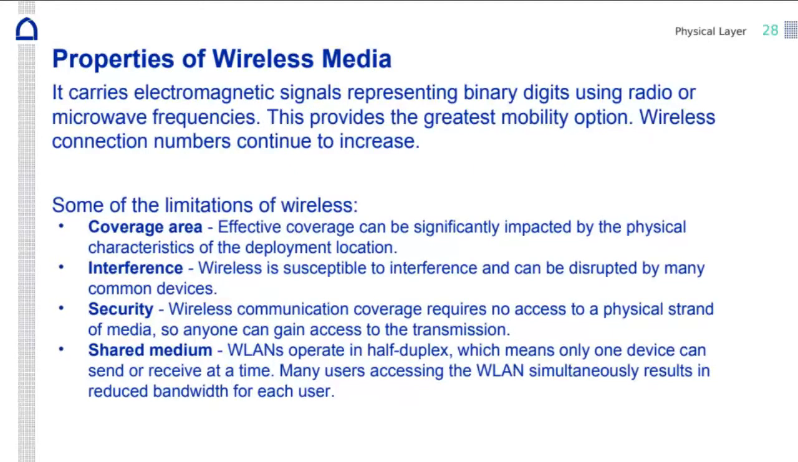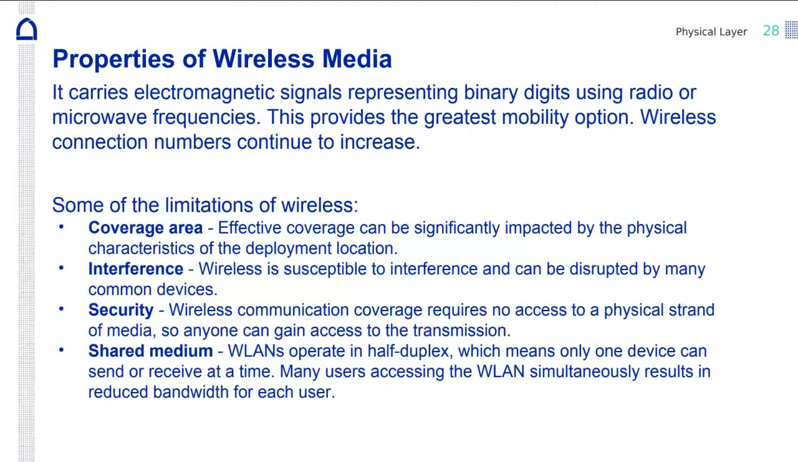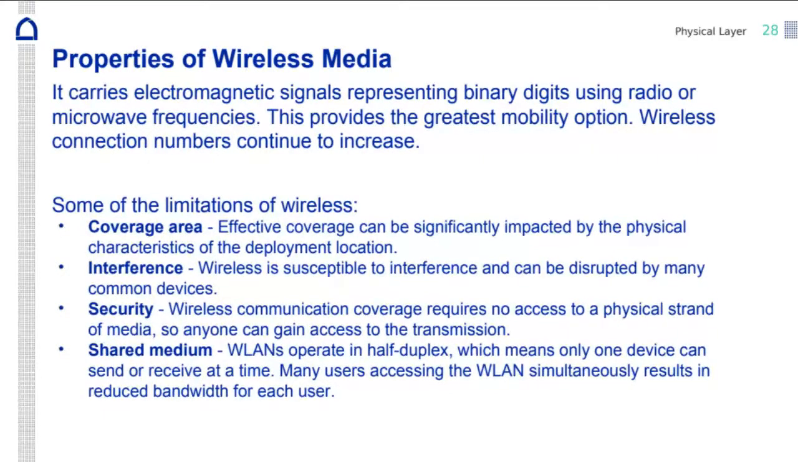We have another method of transmission called wireless media. Wireless is carrying electromagnetic signals that represent binary digits. It uses radio or microwave frequencies, which is very good to provide us with mobility freedom. You can move anywhere. You don't have to connect a cable.